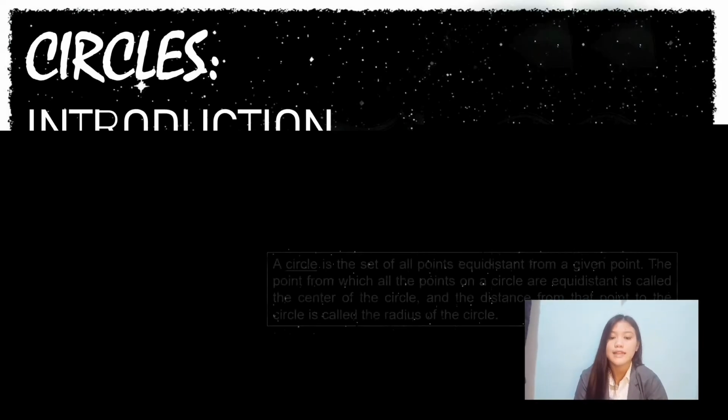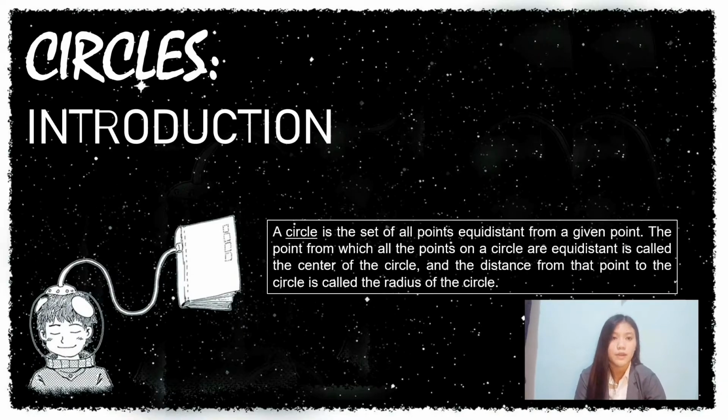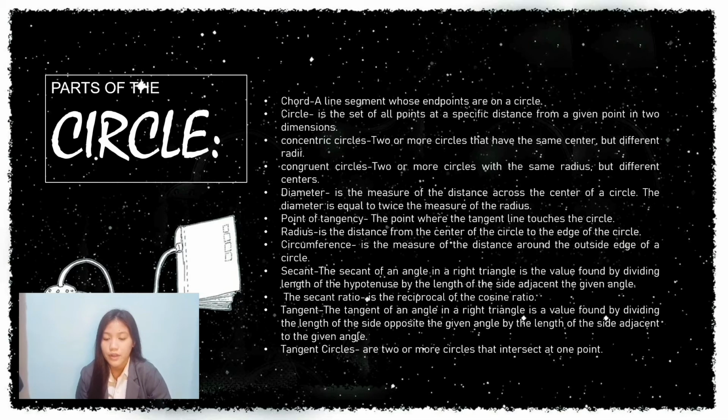For the introduction, a circle is a set of all points equidistant from a given point. The point from which all the points on a circle are equidistant is called the center of the circle, and the distance from the point to the circle is called the radius of the circle. For the parts of the circle, a chord is a line segment whose endpoints are on a circle. A circle is a set of all points at a specific distance from a given point in 2 dimensions. Concentric circles are 2 or more circles that have the same center but different radii. Congruent circles are 2 or more circles with the same radius but different centers.